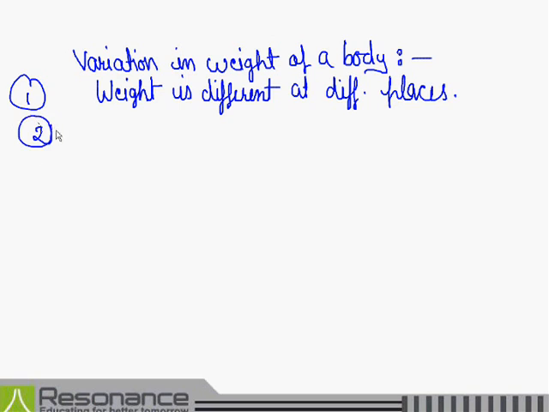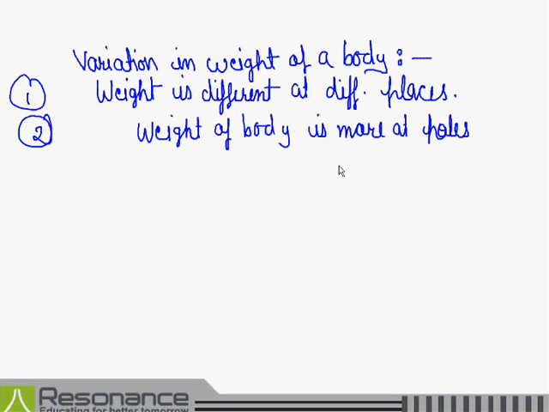Second, the value of g is more at poles and less at the equator. Therefore, weight of body is more at the poles and less at the equator. In other words, a body weighs more at poles and less at the equator.